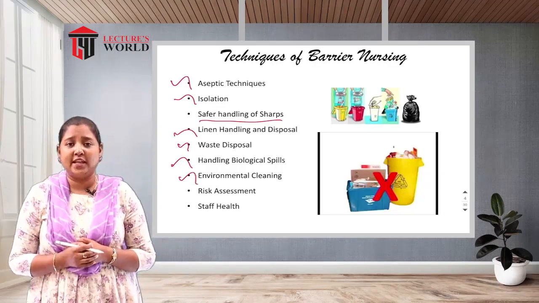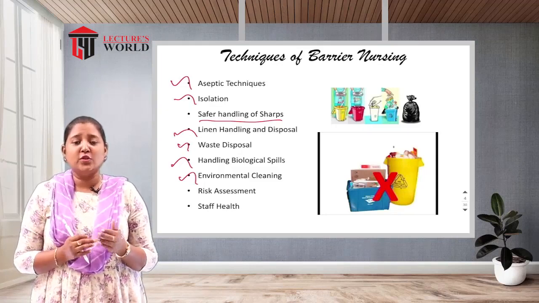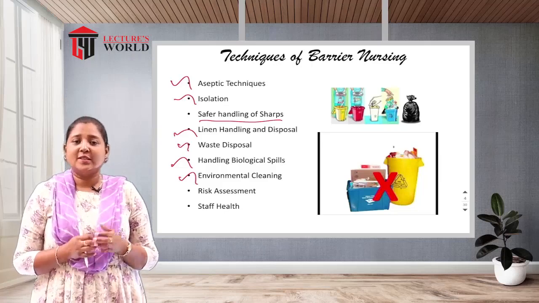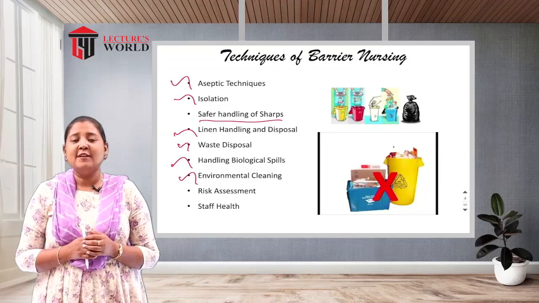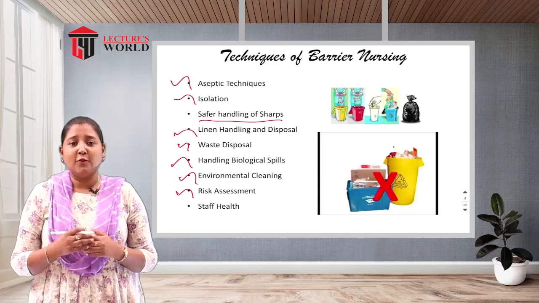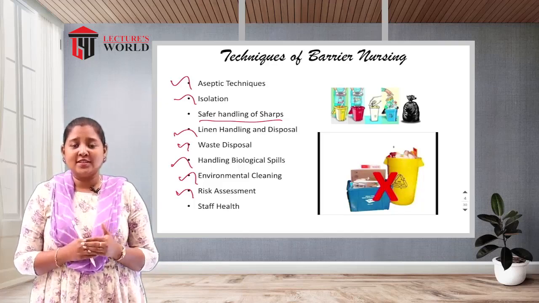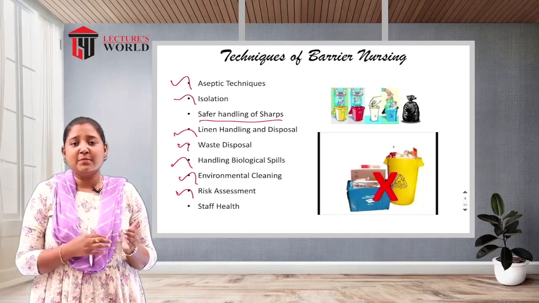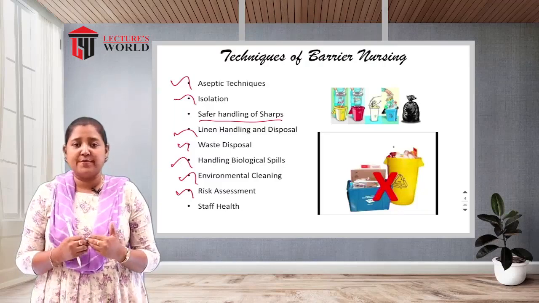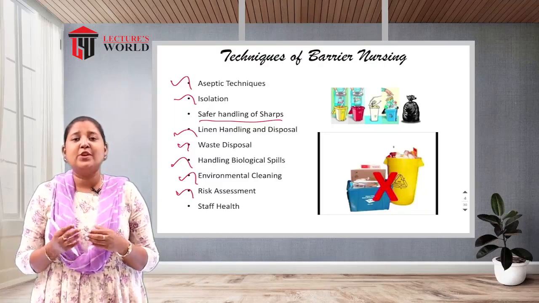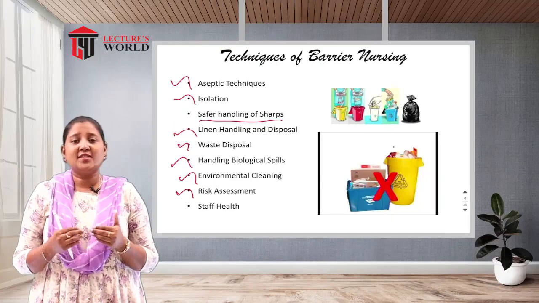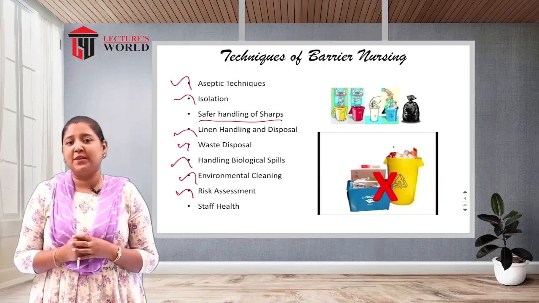Next is environmental cleaning. We know hospital wards, floors, walls, instruments, everything will be cleaned now and then to avoid infection. So that is another important technique used in barrier nursing. Risk assessment. We have to do assessments now and then to identify where there is a risk of infection spreading, either from the medical staff to the patients, or from the equipment to the patients, or from the patients to the equipment. So these are some of the assessments we do in the hospital to understand whether there is a chance of infection crossing from one person to another.